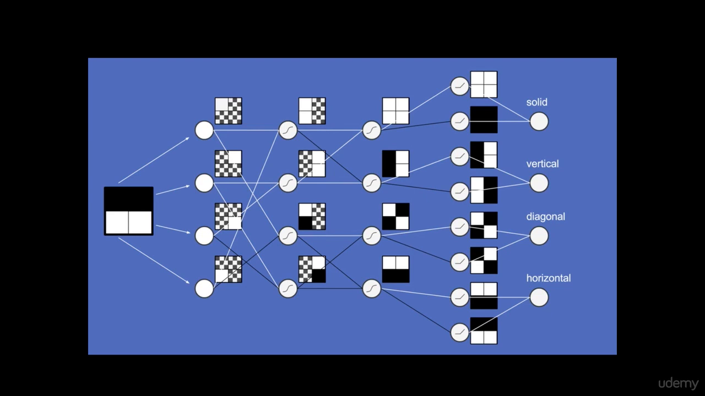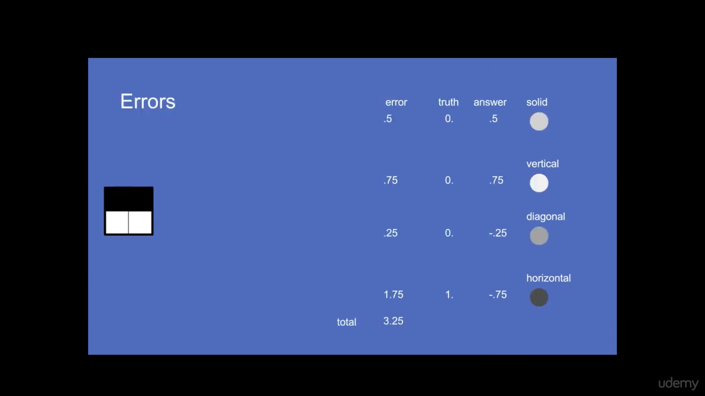In back propagation, the first step is finding the error rate. So here we have the error rate of the four outputs: solid, vertical, diagonal, and horizontal. We add up the errors to get one total error rate.